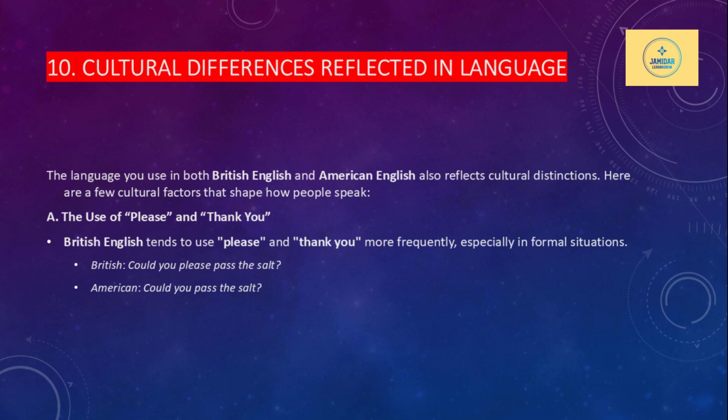There are also more complex grammar differences between British and American English. British English tends to use the present perfect for recent actions, while American English often uses the past simple. Additionally, prepositions like at, on, and in are used differently in both versions.